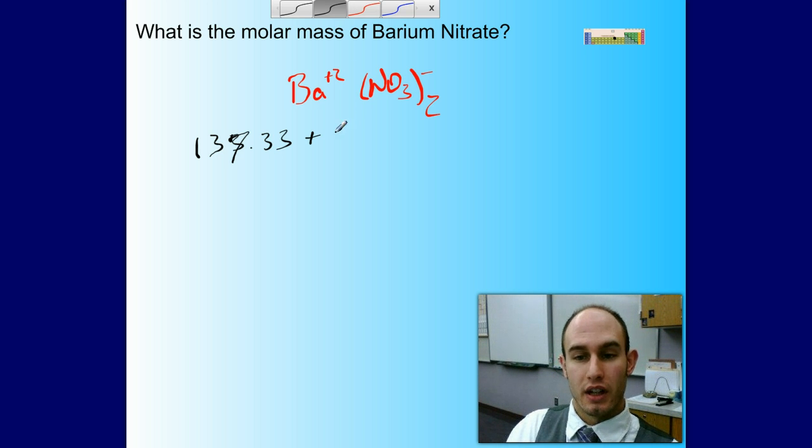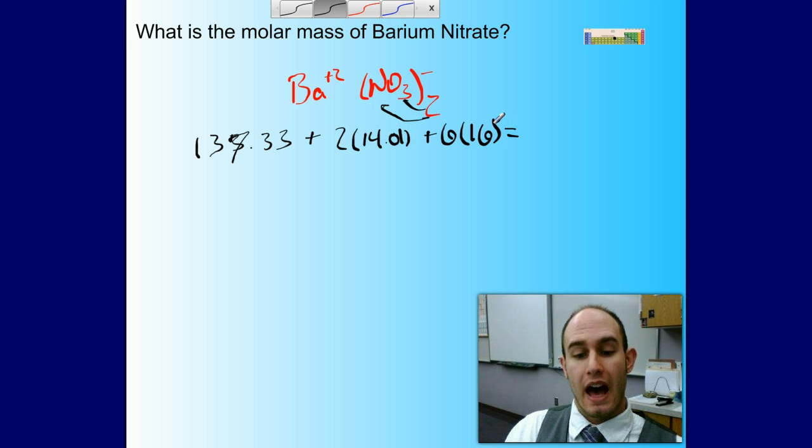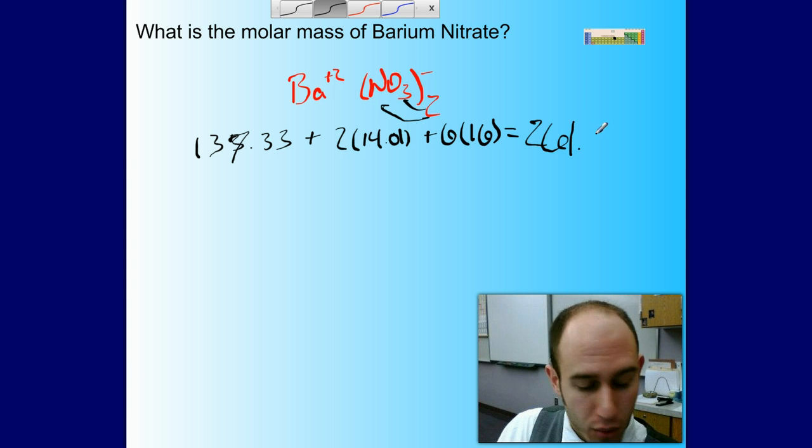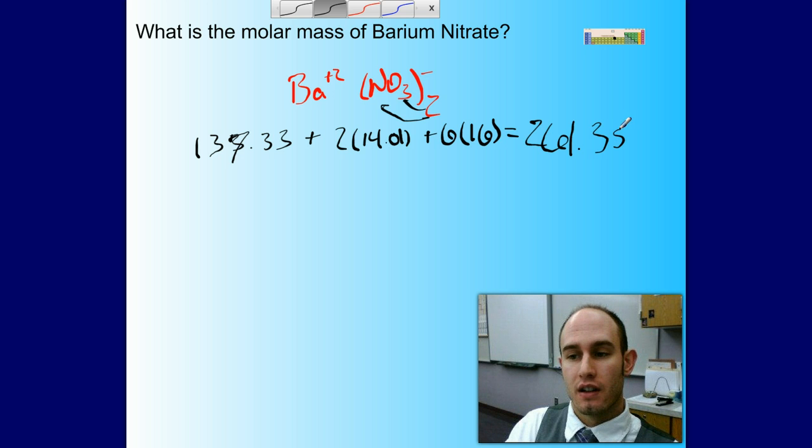Nitrogen is going to be 2 of them. I need to distribute my 2 all the way through to both. So it's going to be 2 times 14.01 plus 6 times 16 for my oxygens. Add those up, and we get 261.35. Again, I'm looking for the molar mass, so that's grams per mole as the mass of my barium nitrate.